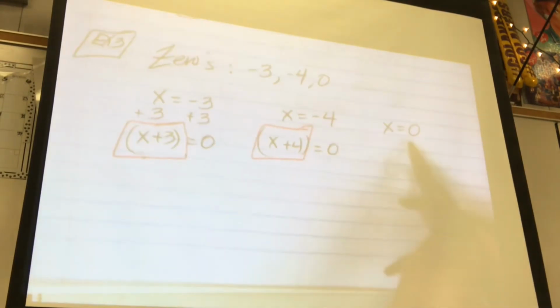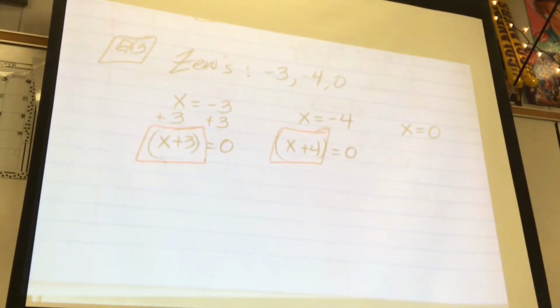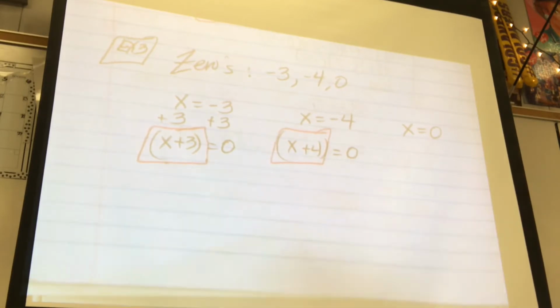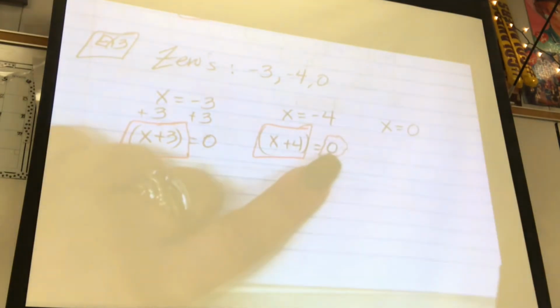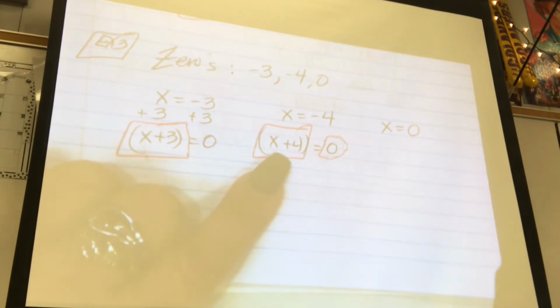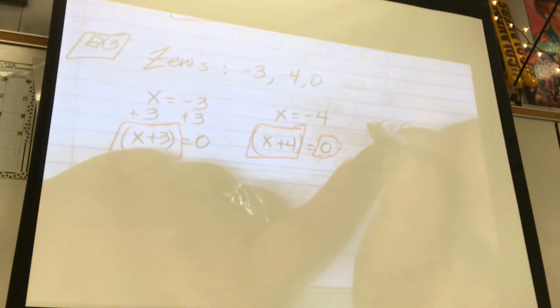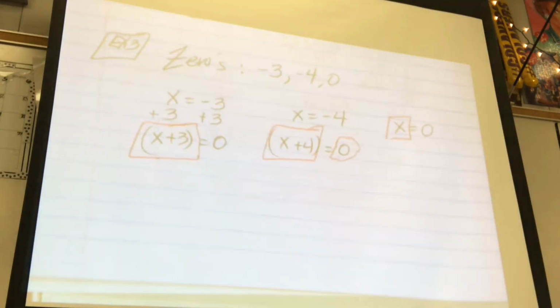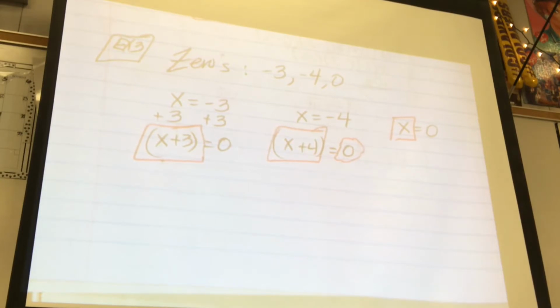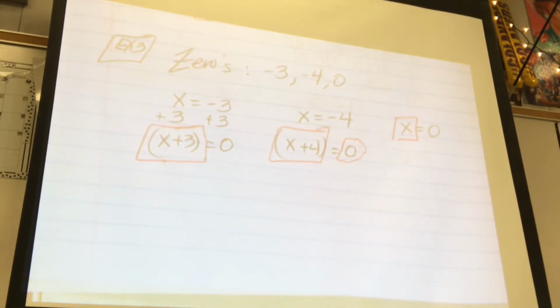So then what's my binomial if it says x equals 0? Did I go like this and say, oh, my zero is 0? What did I box over here? x plus 4. What did I box over here? x plus 3. So what am I going to box over here? x plus 0. Just x. You don't need the plus 0, but thank you. It's just x. You could put x plus 0, but that's a little elementary. x.